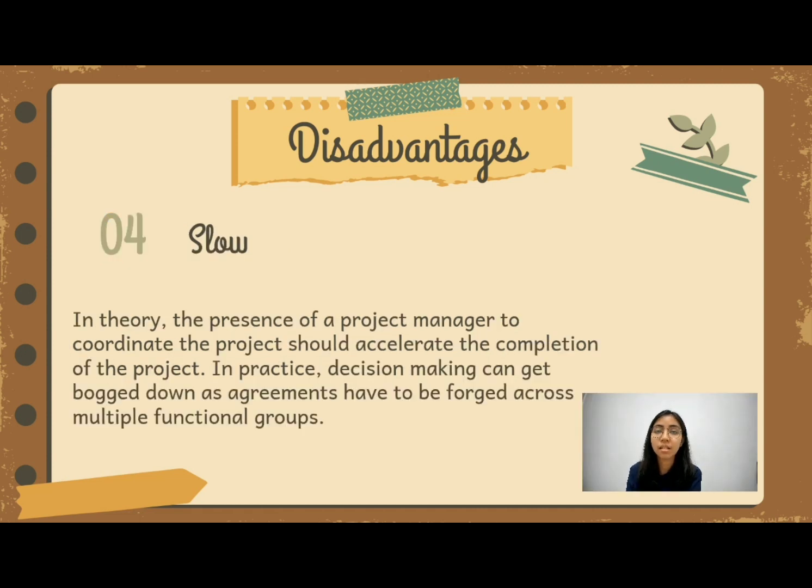Next, the last disadvantage, we have the slow. In theory, the presence of a project manager to coordinate the project should accelerate the completion of the project. In practice, decision-making can get bogged down as agreements have to be forged across multiple functional groups. This is especially true for the balanced matrix. When the three variant forms of the matrix approach are considered, we can see the advantages and disadvantages. These are not necessarily true for all three forms of matrix.